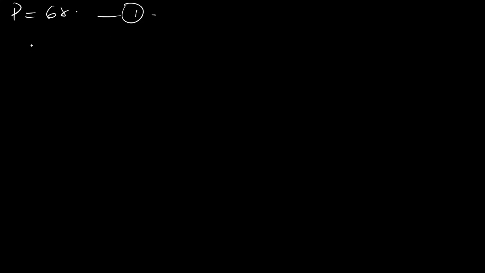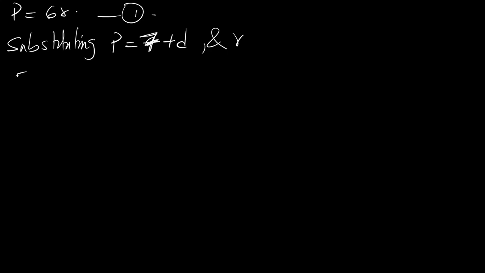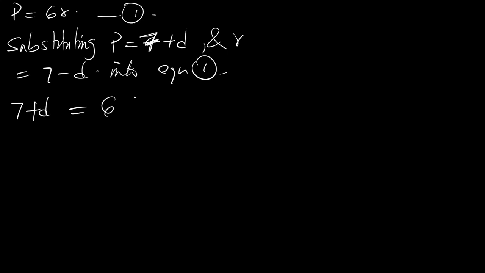This is equation 1. Now substituting P equal to 7 plus D and R equal to 7 minus D into equation 1, you have 7 plus D is equal to 6 times R, which is 7 minus D. So you have 7 plus D is equal to 6 times 7 will give you 42, minus 6 times D will give you minus 6D.